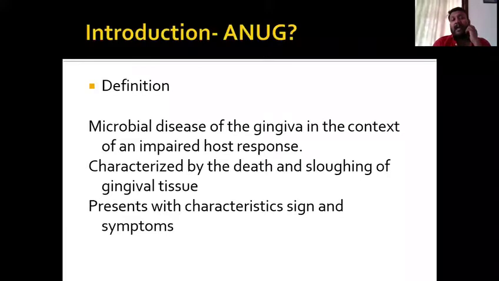And characteristic signs and symptoms. So I'll once again put the definition all together. The microbial disease of gingiva in the context of an impaired host response, characterized by death and sloughing of the gingival tissue, present with characteristic signs and symptoms. This is the definition of ANUG, or acute necrotizing ulcerative gingivitis.